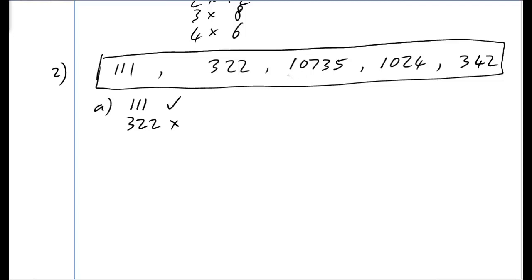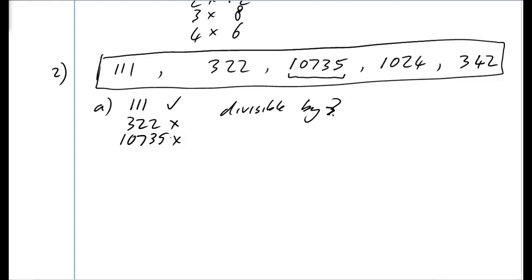What about this one here? Let's add up those numbers. 1 plus 0 is 1. 1 plus 7 is 8. 8 plus 3 is 11. 11 plus 5 is 16. Is 16 divisible by 3? Will 3 go into 16? No, it won't. So that number there is not divisible. So let's just write divisible by 3.